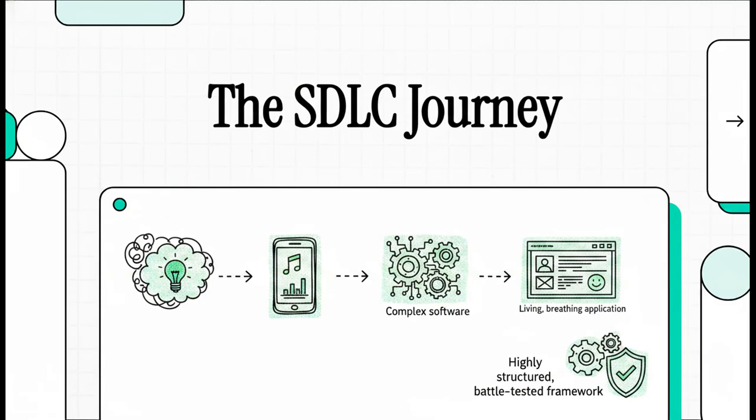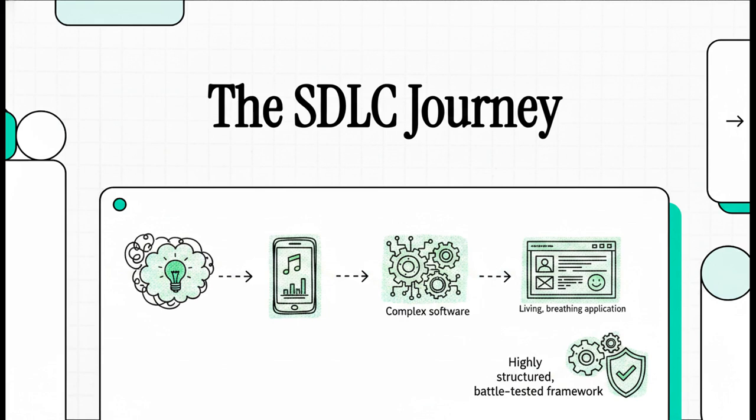Okay, I want you to think about the app you rely on the absolute most right now. Maybe it's that platform where you stream your favorite music, or the complex software you literally depend on every single day at work. Have you ever wondered how that product actually got there? Like, how does a completely raw, abstract idea transform into a living, breathing application that millions of people can use all at once without it just crashing into a million pieces?